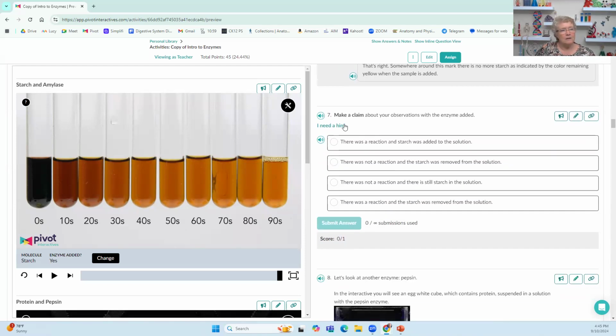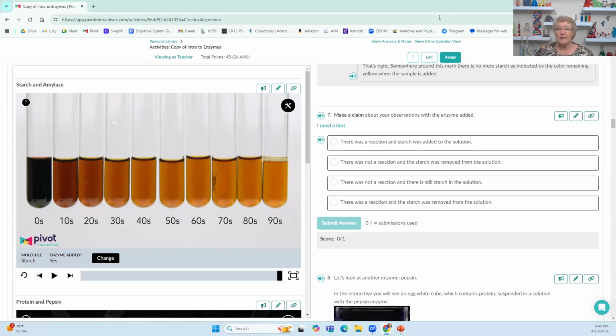Okay, now, number 7, make a claim about your observation with the enzyme added. What do you guys think? 2 of them say there was a reaction, 2 of them say there wasn't. Was there a reaction?